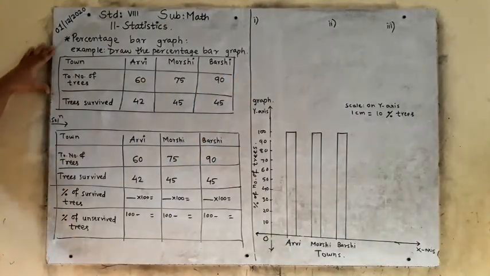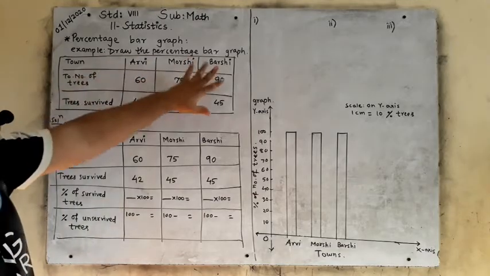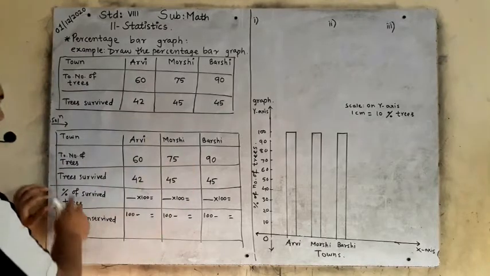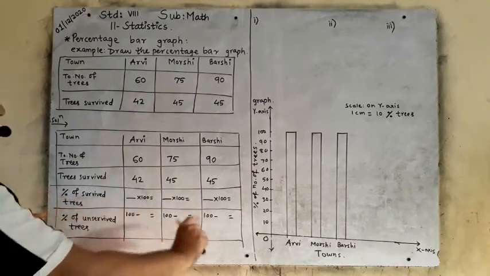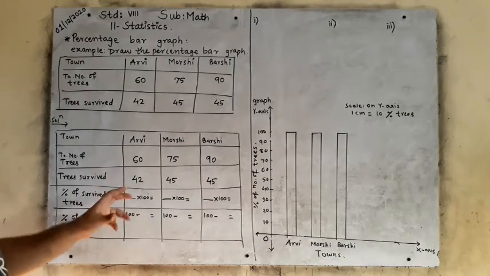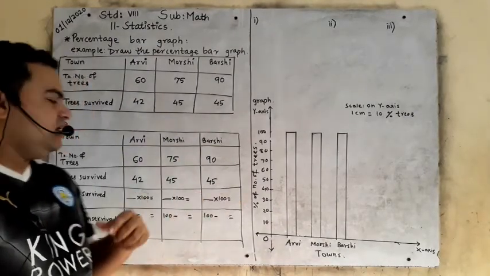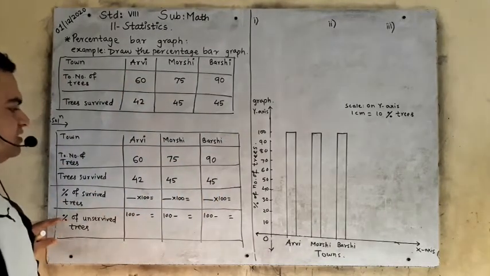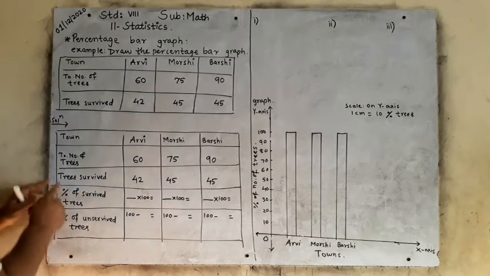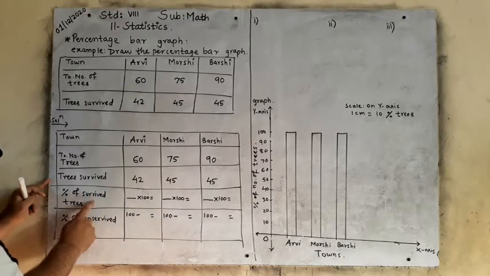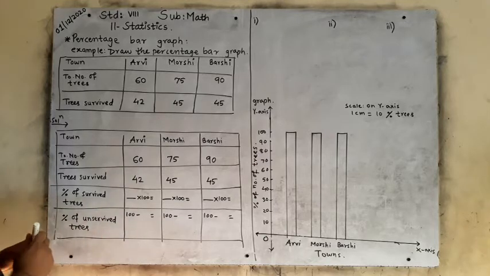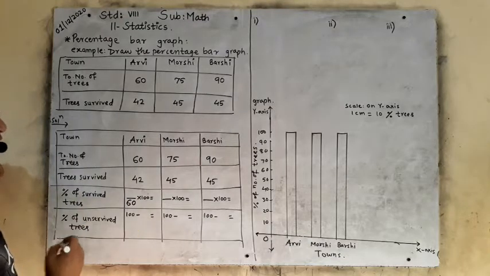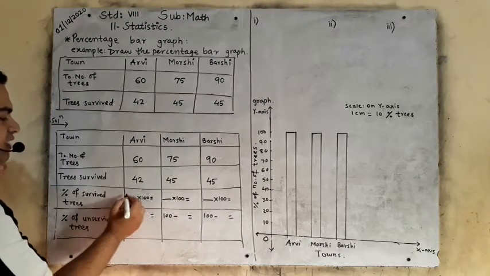My dear students, suppose this is an example. Draw the percentage bar graph for this given data. First you will copy the table and add 2 rows here. Why? Because you want to show the percentage of two things. I copy the table till here, then I added these 2 rows because I want to find the percentage of how many trees survived and how many did not survive. The total you will write below, and the number of trees survived you will write above.